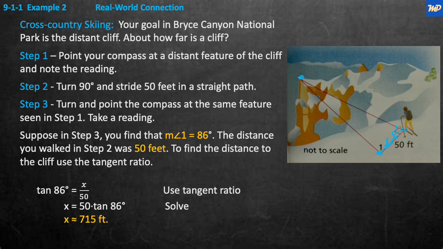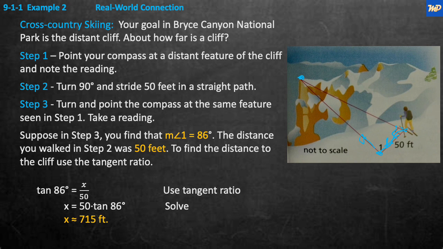Okay. Then it says turn and point the compass at the same feature again as in step 1 and take the reading. Okay, now you get a reading. You're going to go over here and turn back. It doesn't matter how much you turn at this point. You're going to turn, look toward the peak in this direction and take the reading. So what we're going to do is get this angle right here, right?